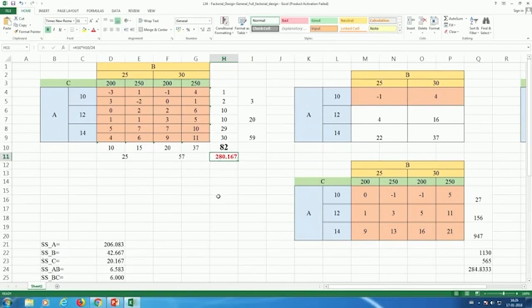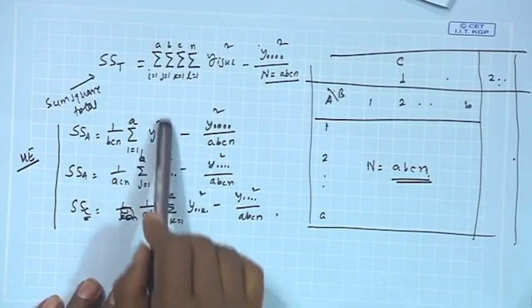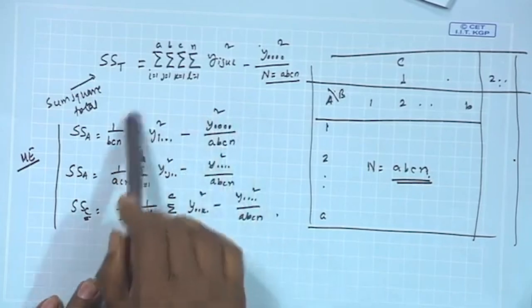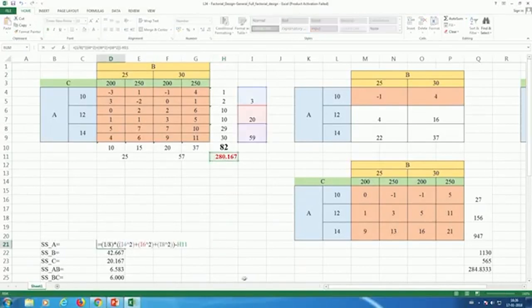Now, when we are going to compute SSA, what is the formula you are using? The SSA formula is 1 by BCN into the row totals squared and summed, minus the correction factor. I will show you this. Suppose SSA is row total, I am clicking here. Again 1 by BCN, so B equal to 2, C equal to 2 and N equal to 2. So, 1 by 8 into this row square plus this row square is the first part, minus that correction factor.